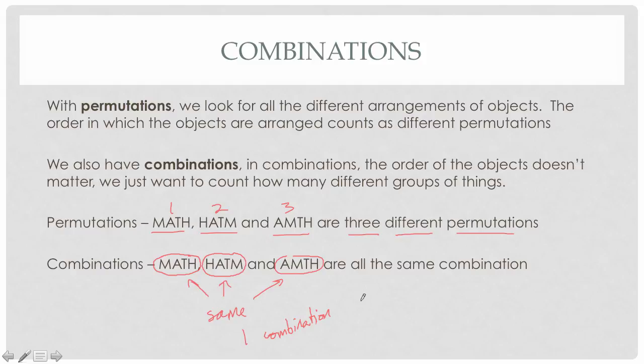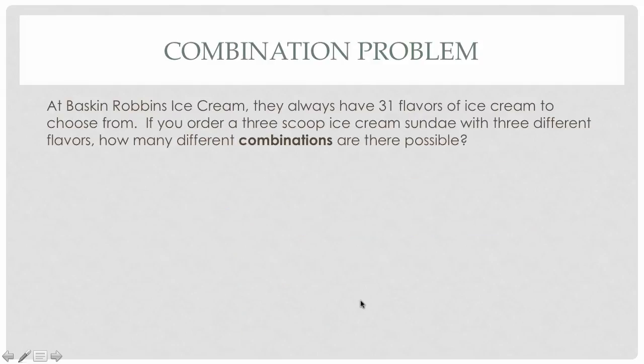So permutations, because we count all the different arrangements, we tend to count more permutations, and a combination problem tends to count less things because I'm only wanting to know in this group what is different from that group. Let's take a look a little bit more.